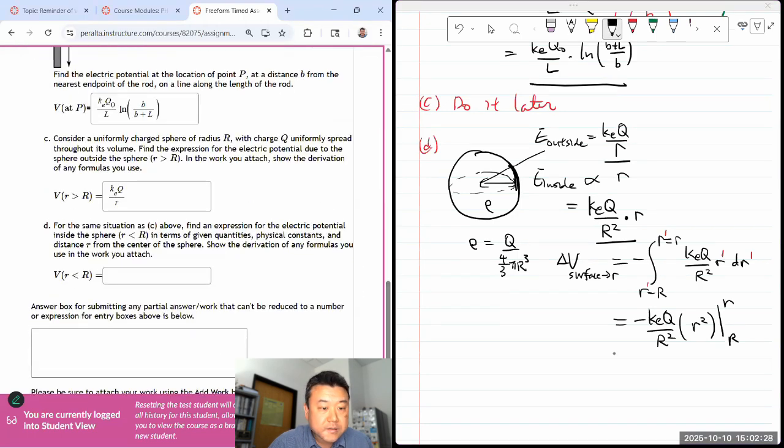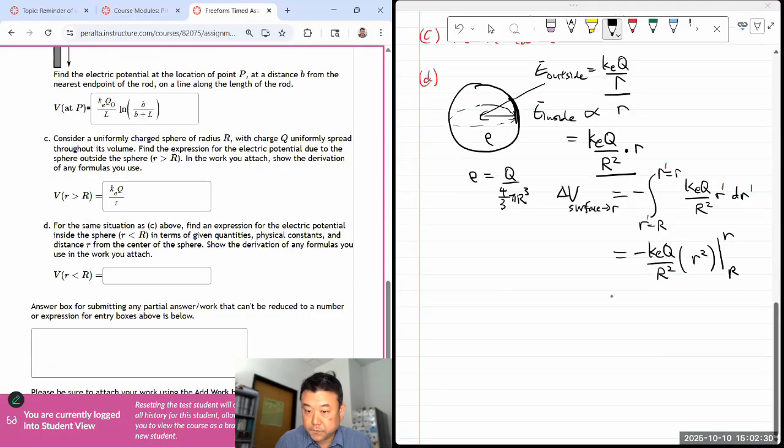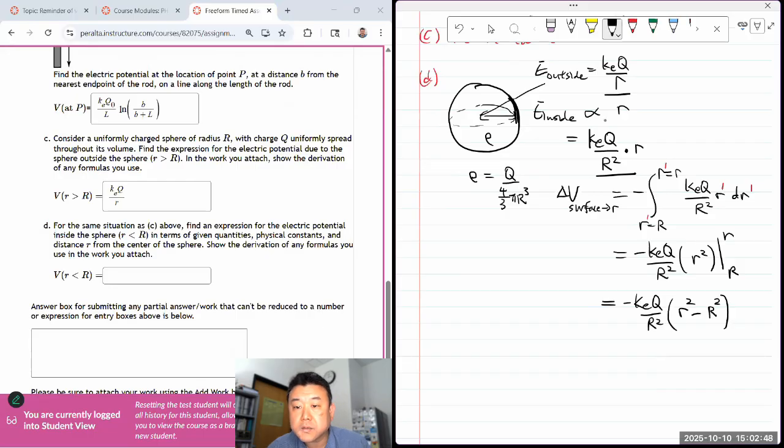Okay, 2 minutes. So with that, I have minus kq over r squared minus capital R squared. Did I make a mistake? Oh, I didn't make a mistake. This is supposed to be cubed, which means this is supposed to be third power, third, third. So with the correction, it's fine.